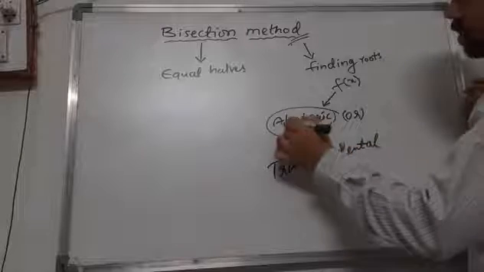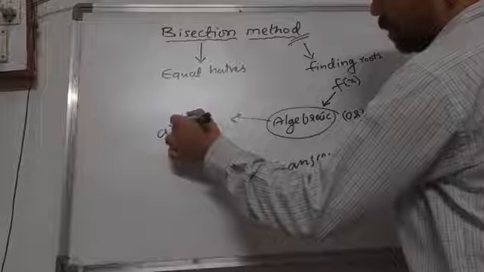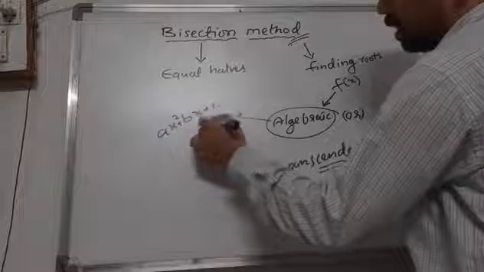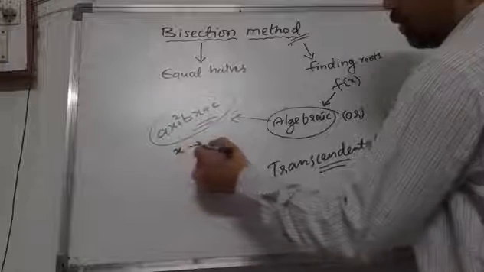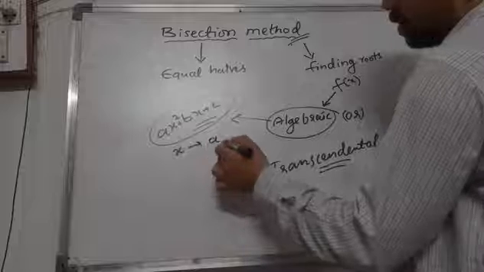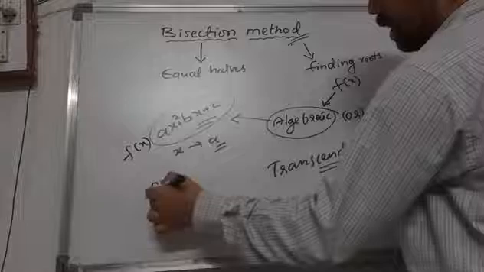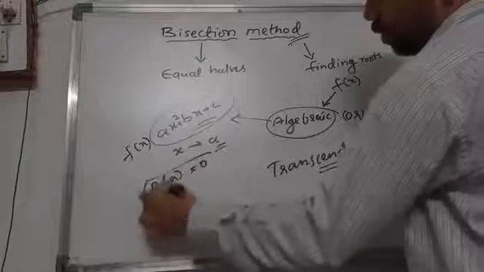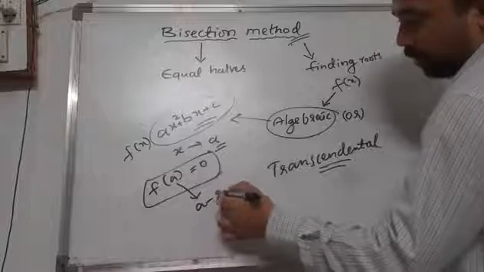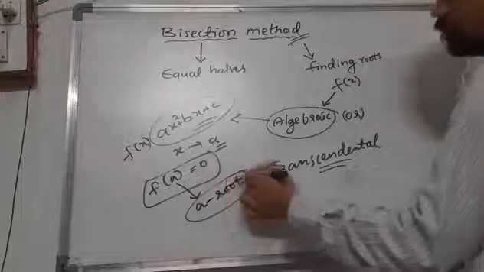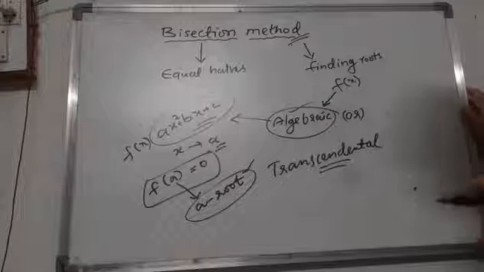Okay, so what is an algebraic equation? Algebraic equation means in the form ax square plus bx plus c. We have to find the x value. If suppose a satisfies this function f of x, then f of a must be equal to 0. Then we can call a a root of this function. So this is the algebraic equation.